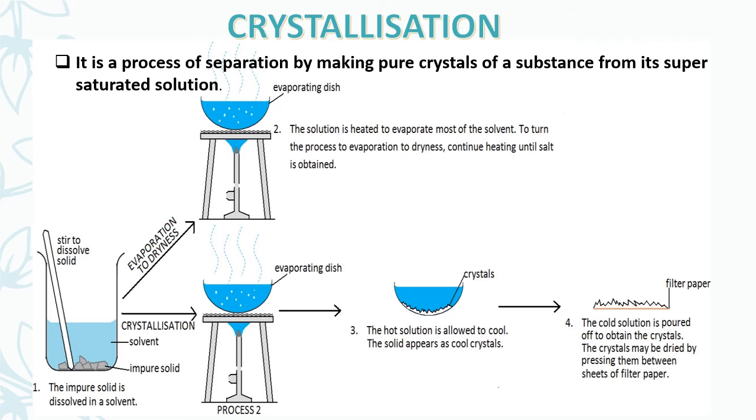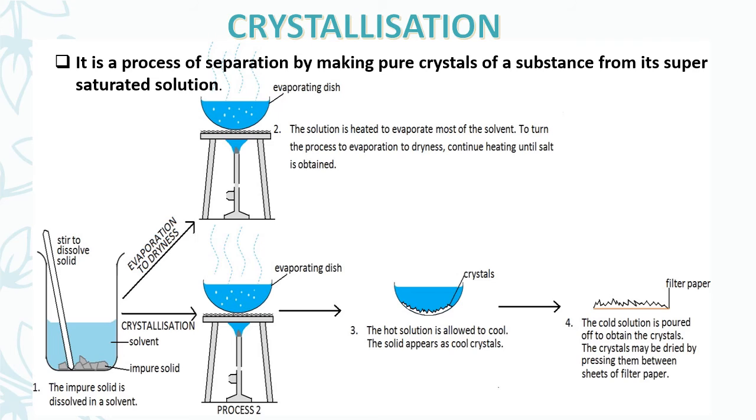So here we go, how the crystallization takes place. That is, the impure solid is dissolved in a solvent, and then we keep it for evaporation to dryness in the evaporating dish. This is a china dish, also known as an evaporating dish. The solution is heated to evaporate most of the solvent. Now to turn the process to evaporation to dryness, continue heating until salt is obtained. That is the way we obtain salt from seawater.